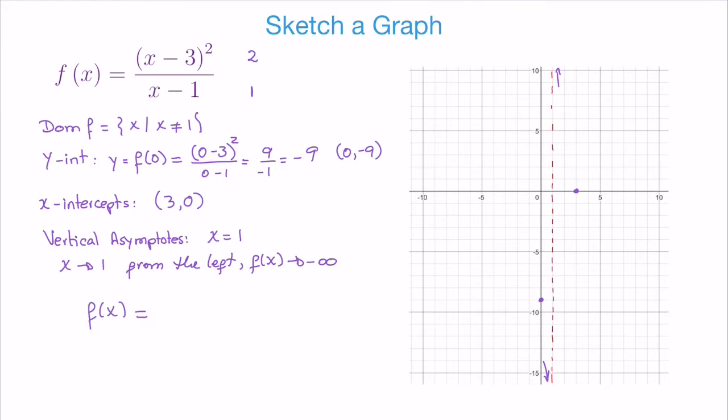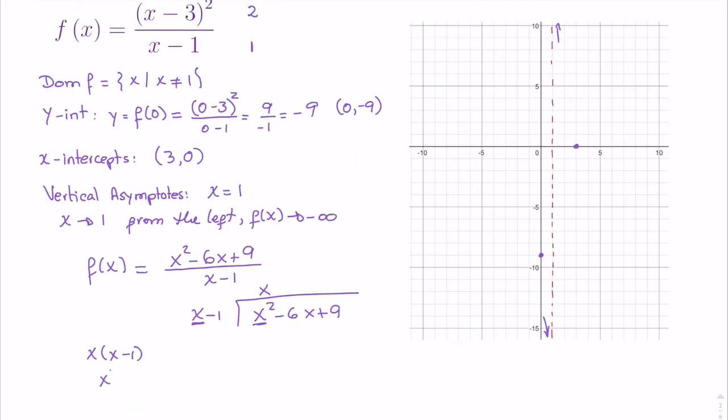For that, we FOIL (x minus 3) squared, which is x squared minus 6x plus 9, and that's over x minus 1, and perform long division. So we have x squared minus 6x plus 9. No gaps, we're fine, we just divide. Take the first term here and the first term here and divide x squared over x. That is x. That's the first term of the quotient. Then multiply x times x minus 1, which is x squared minus x, and subtract. Change signs. Negative x squared plus x.